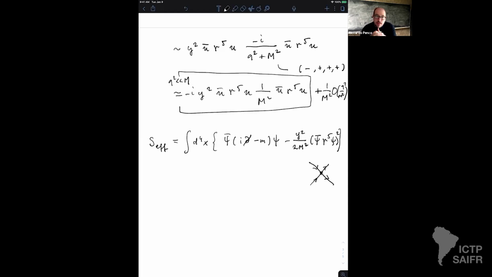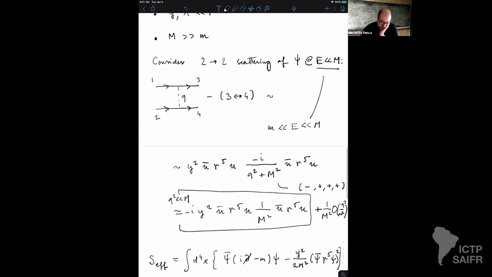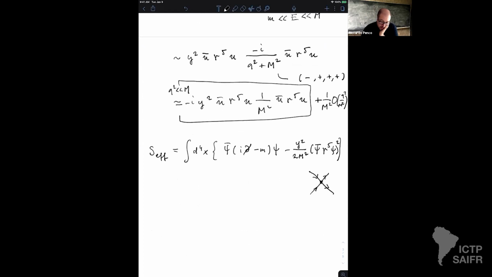Okay, and so from this viewpoint, it makes sense that such a description exists. And in fact, I would like to argue that, in going from our full theory to the effective theory, I've dropped for now, we're going to come back to those terms that are suppressed by powers of E squared over M squared.